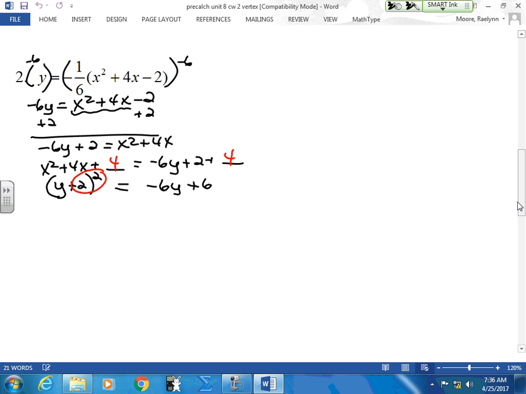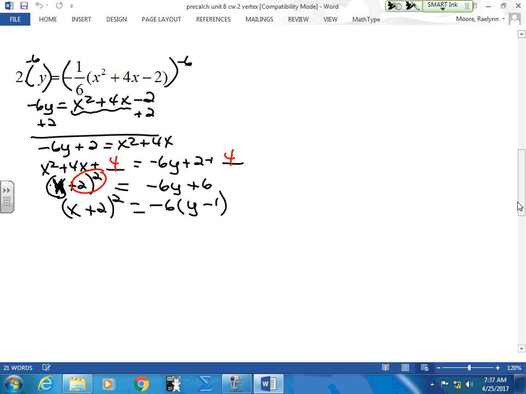Now, notice my coefficient of y has to be, wait a second, sorry, x. My coefficient of x has to be a 1. My coefficient of y has to be a 1. And that's got to be in parentheses. So I've got to factor out whatever's in front of it. So I'm going to factor out a negative 6. So am I good?